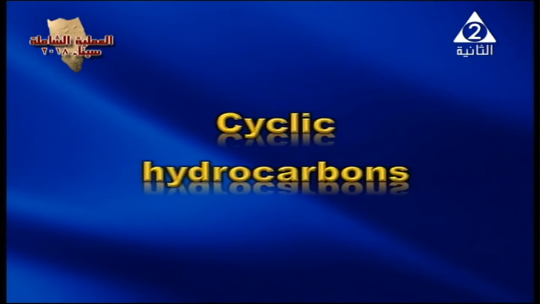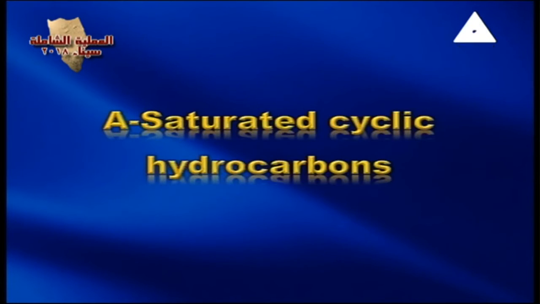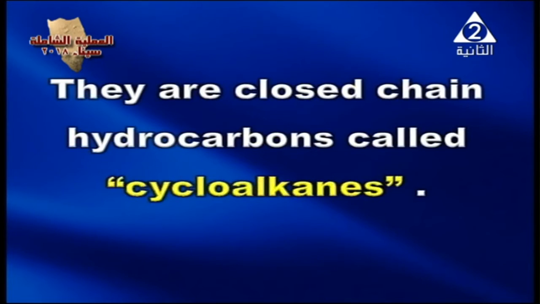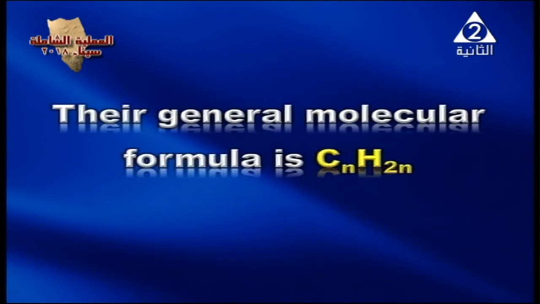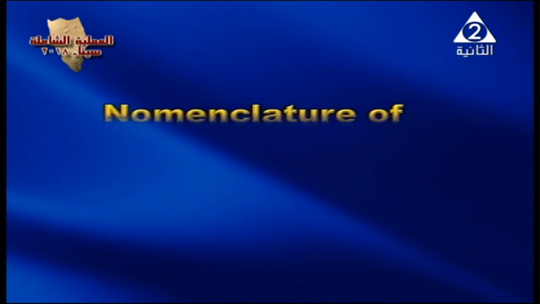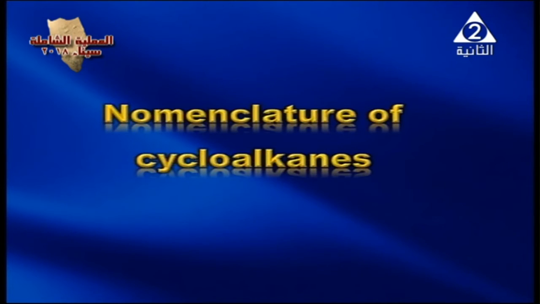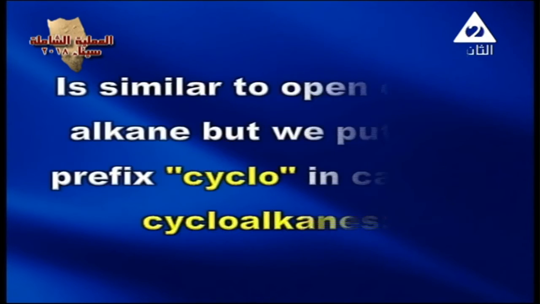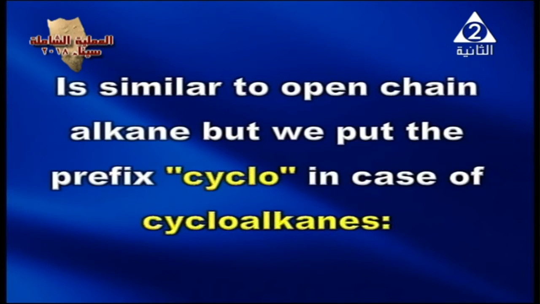Now, my dear students, we are going to discuss the cyclic hydrocarbons. We are going to discuss first saturated cyclic hydrocarbons. They are closed chain hydrocarbons called cycloalkanes. Their general molecular formula is CnH2n. The nomenclature of cycloalkane is similar to open chain alkane, but we put the prefix cyclo in case of cycloalkanes.